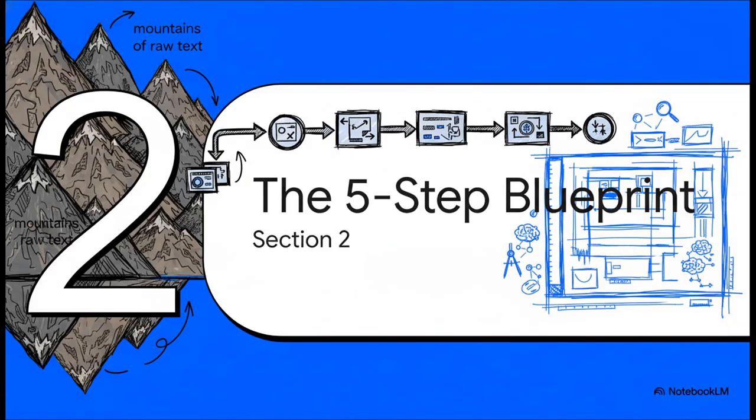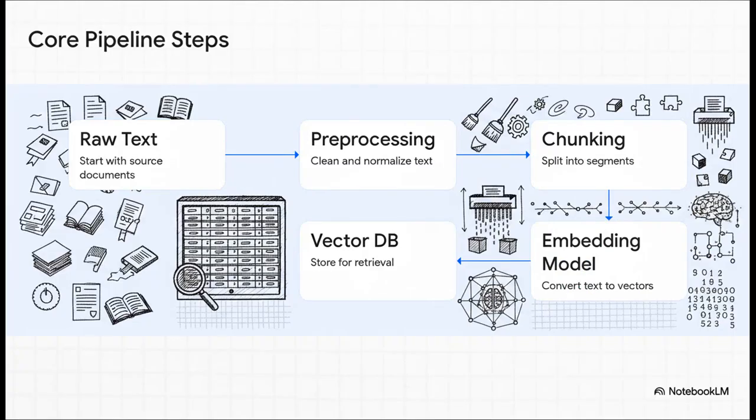So, we know why we need them. Now, how do we actually build this? Well, the answer is a pipeline. So let's look at the 5-step blueprint for turning all that raw text into organized, searchable intelligence. And here it is, our blueprint in 5 core steps. It's actually pretty logical when you break it down.